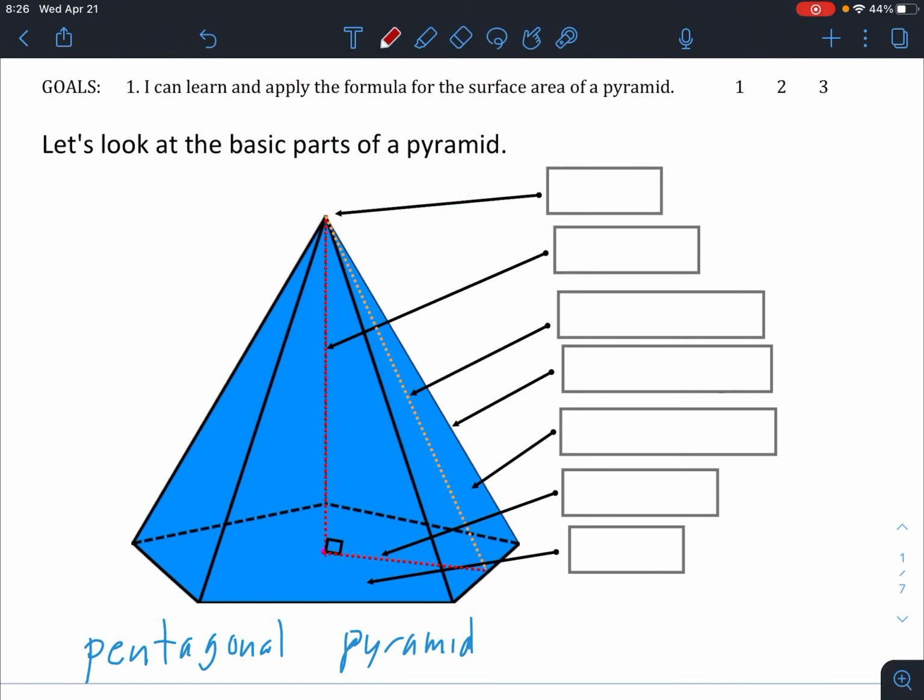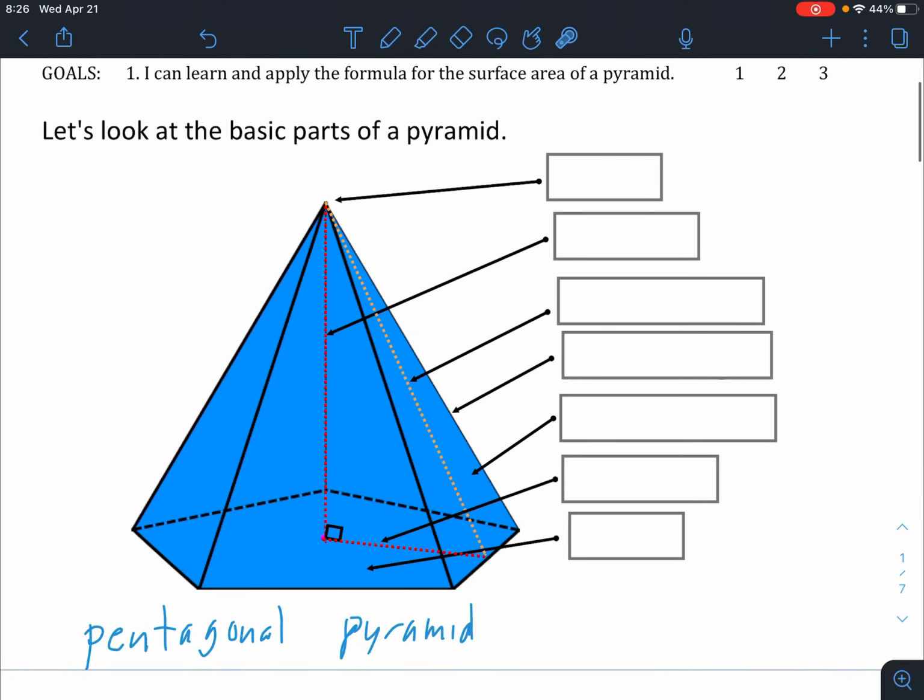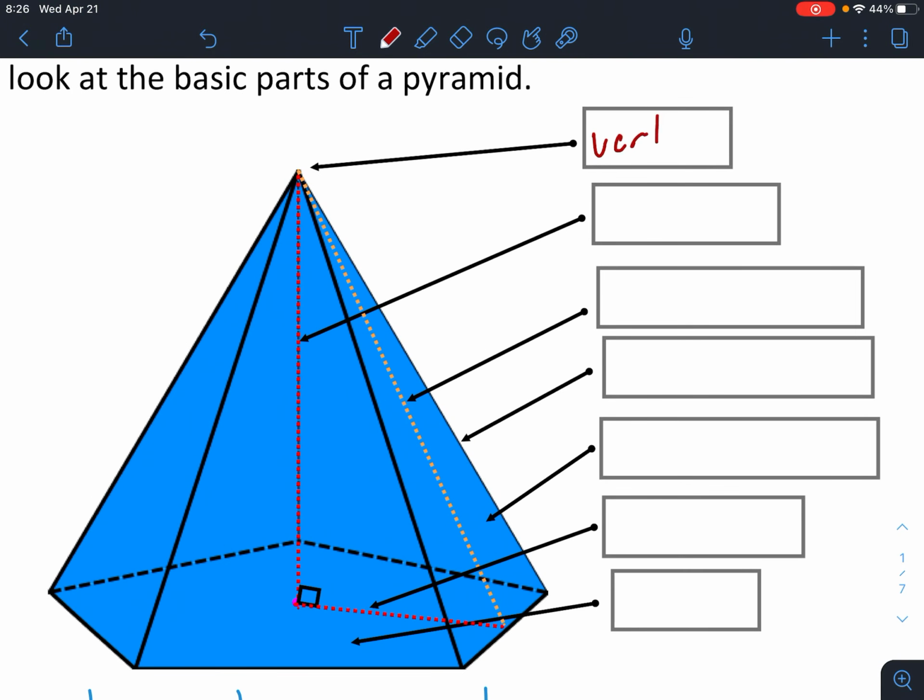Starting from the top, that point right there at the top, that's called our vertex. This red dashed line right here that goes from the vertex to the middle of the pentagon, that's our height, or another word for that would be altitude. This yellow dashed line that goes from the vertex to the middle of one of our sides, that's called our slant height. And remember, we still use the cursive L for that.